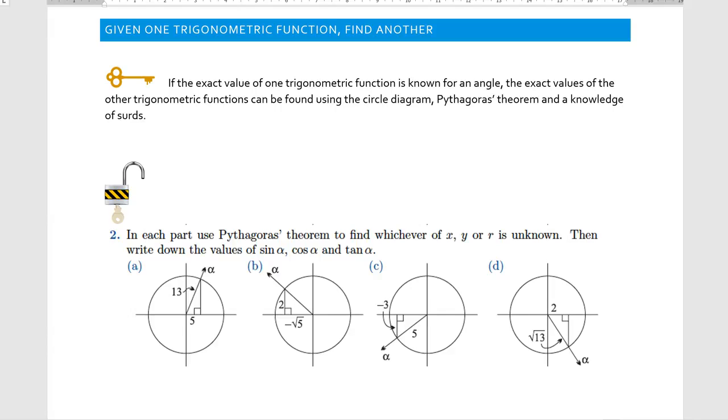Hello mathematicians. This little section is just about putting ideas together. So it's about exact values, so it means that our calculator is pretty useless for us here. And it's about being given one trig function, find another. So that will require us to put together several things.